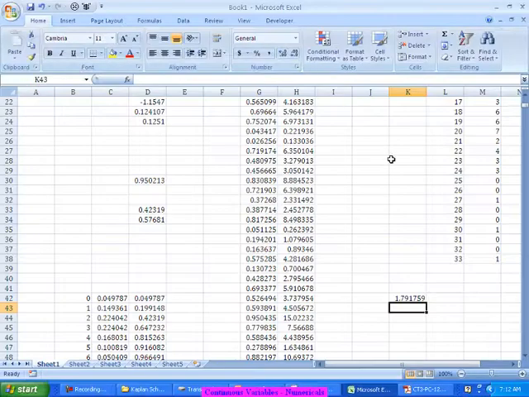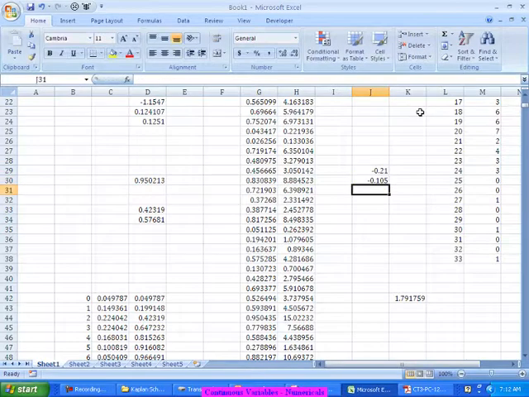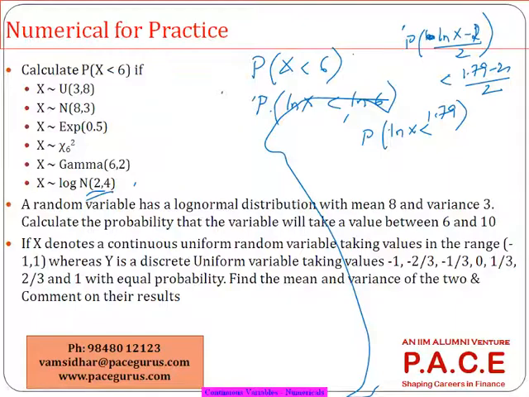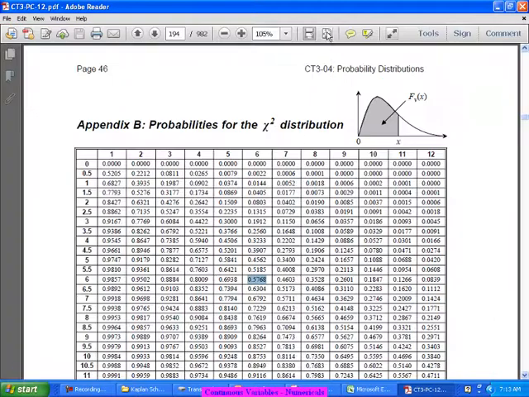So 1.79 minus 2 divided by 2 comes out that z should be less than minus 0.1. Again, the table does not give you minus 0.1. So I can take z greater than 0.1, but the table gives z less than 0.1. So do a 1 minus of that and you will get your probability. So for 0.1 you check out.